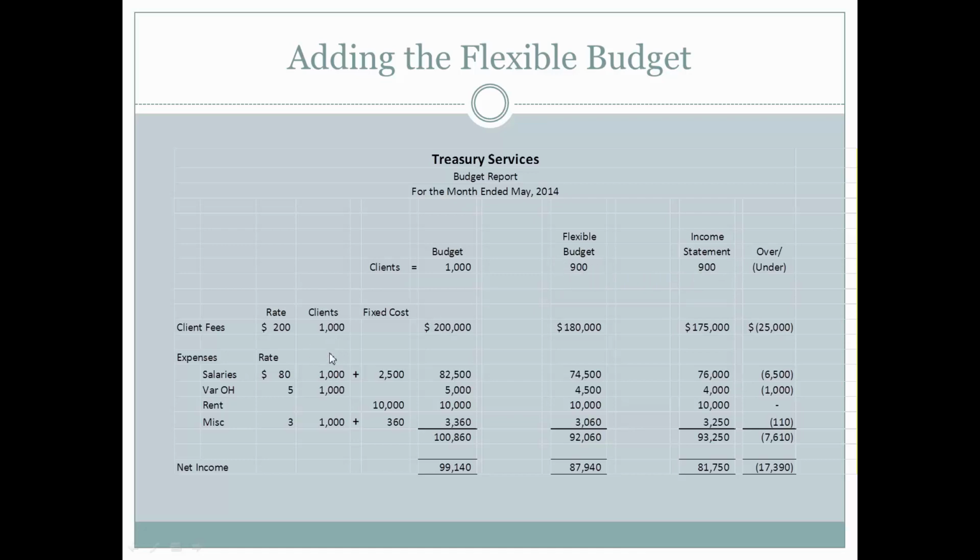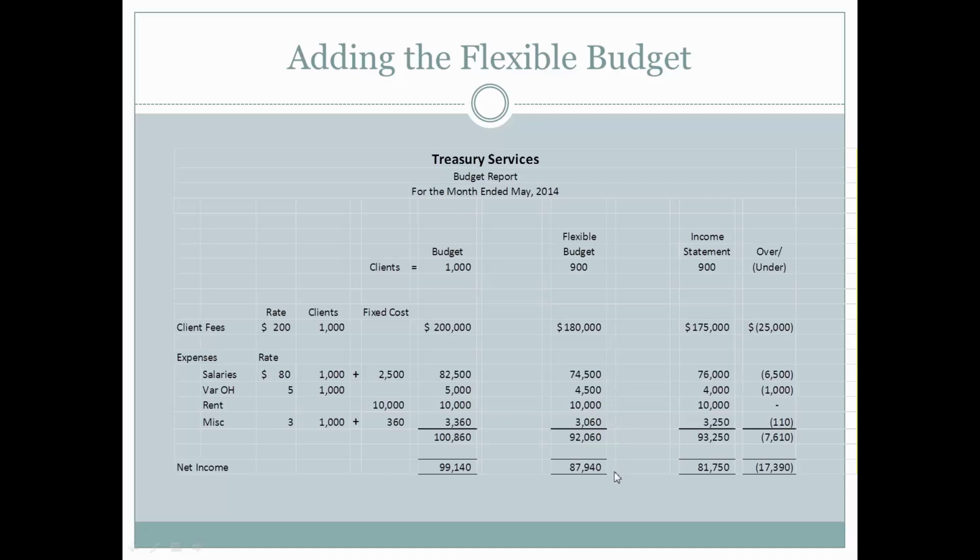Now, instead of using 1,000 clients plus the fixed cost that we have here, we would instead use 900 clients, and the calculation for each one of these. So $200 per client times 900 clients is $180,000. The salaries, they're expecting $80 per client as a variable component times 900 clients plus the $2,500 for the manager's salary would equal $74,500. And so you can see how each one of these would be calculated.